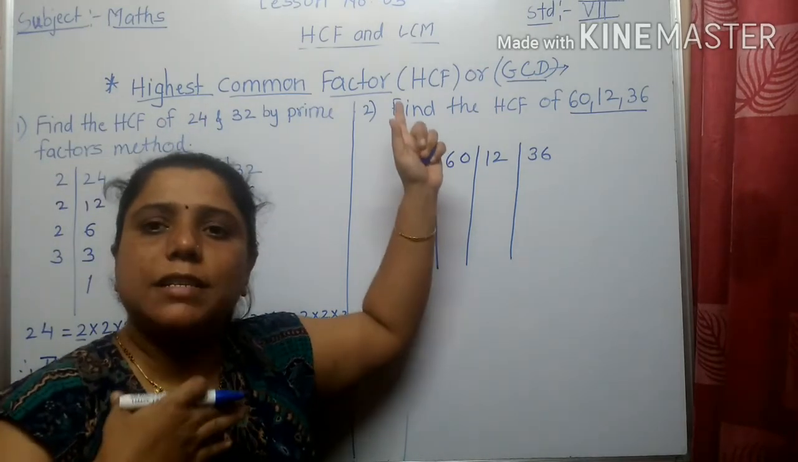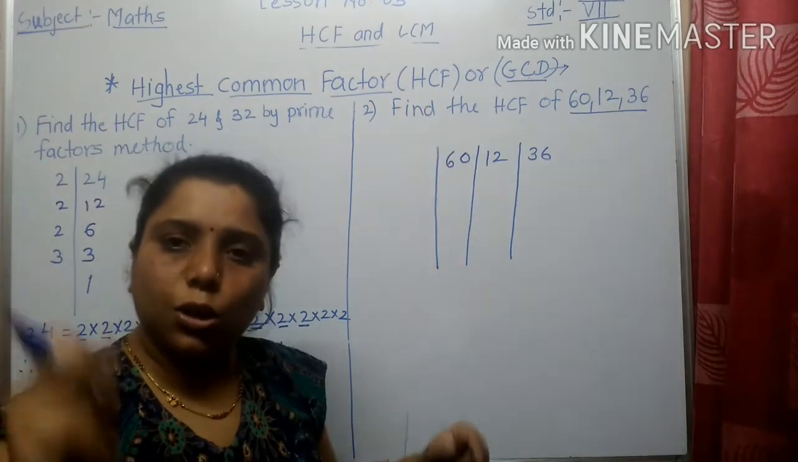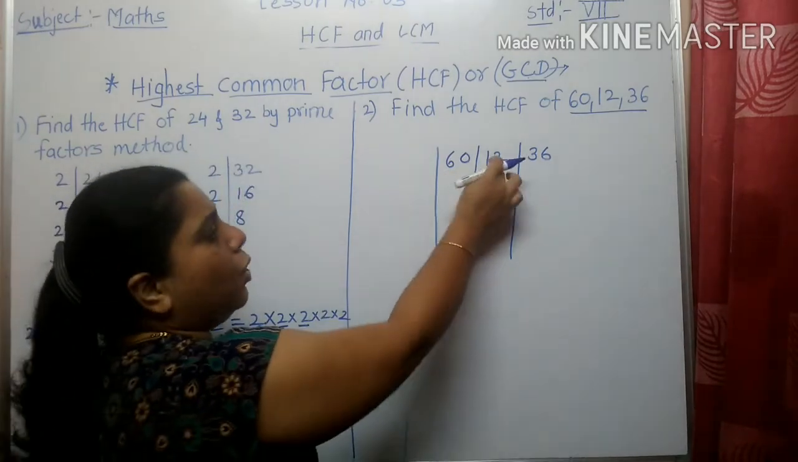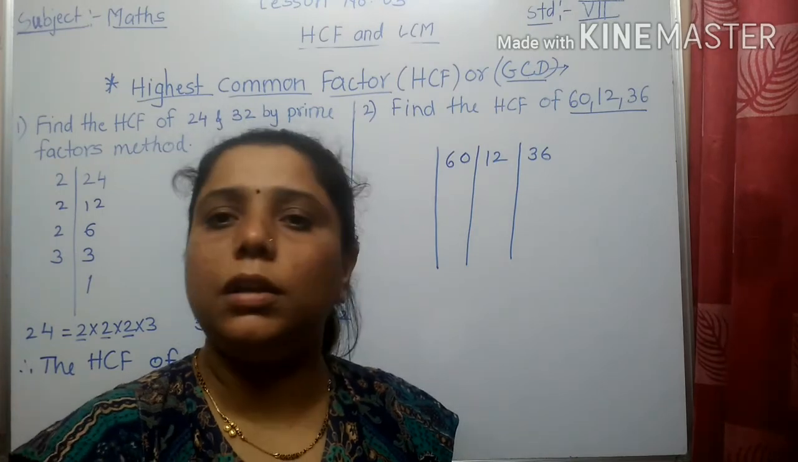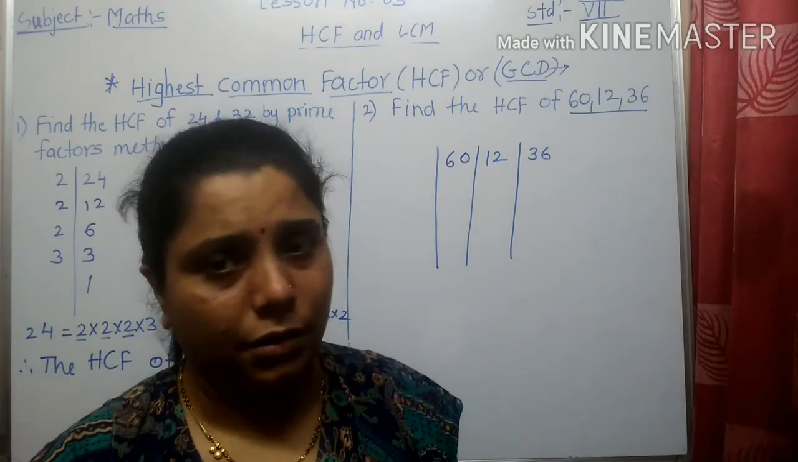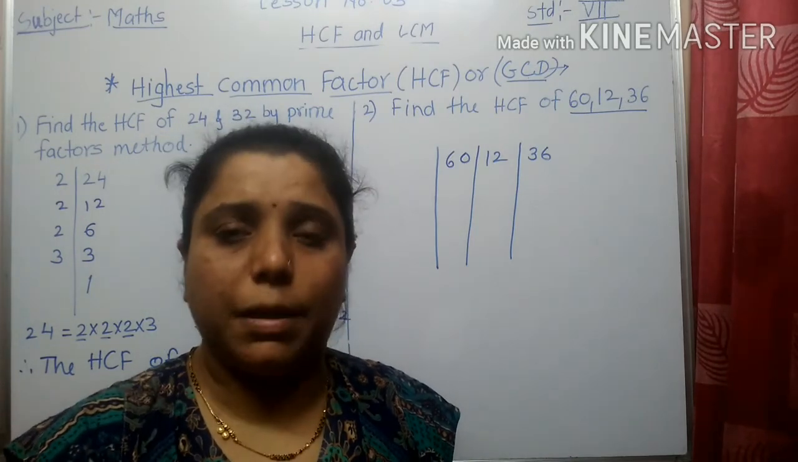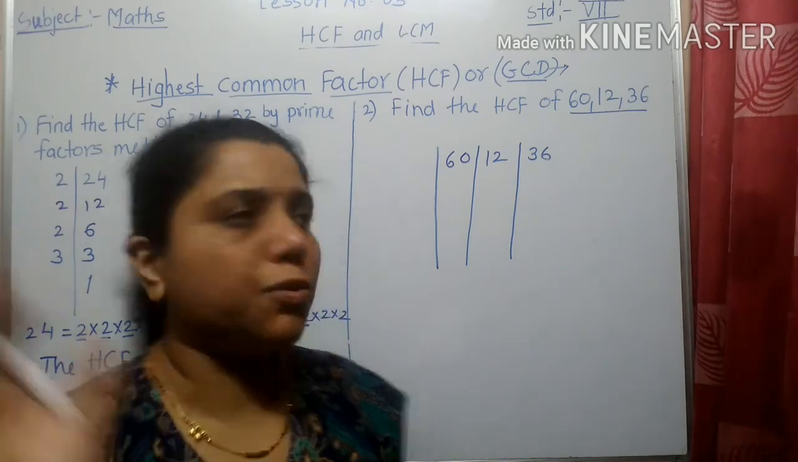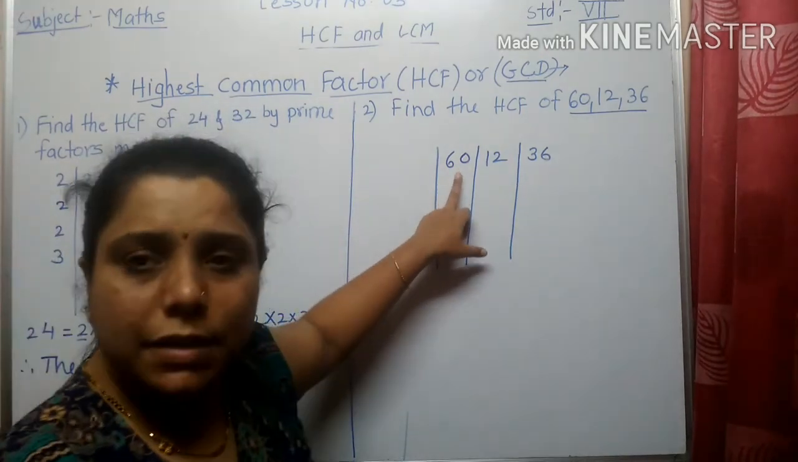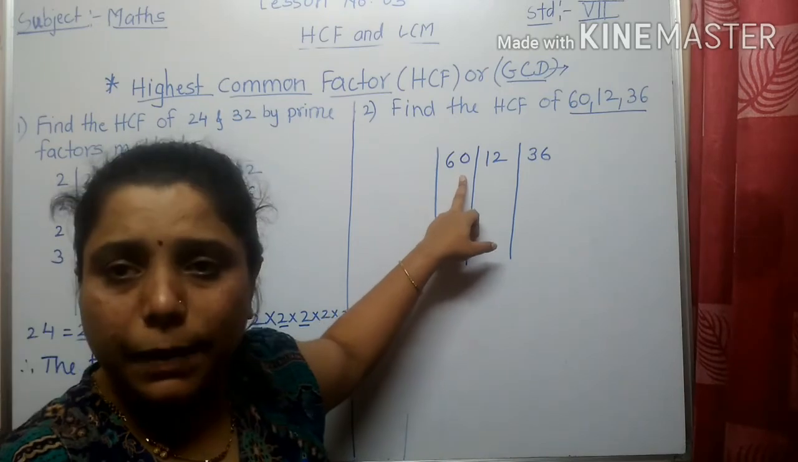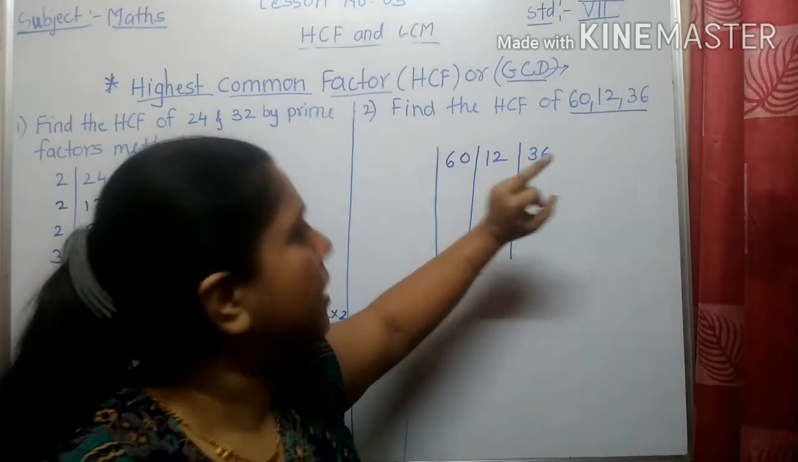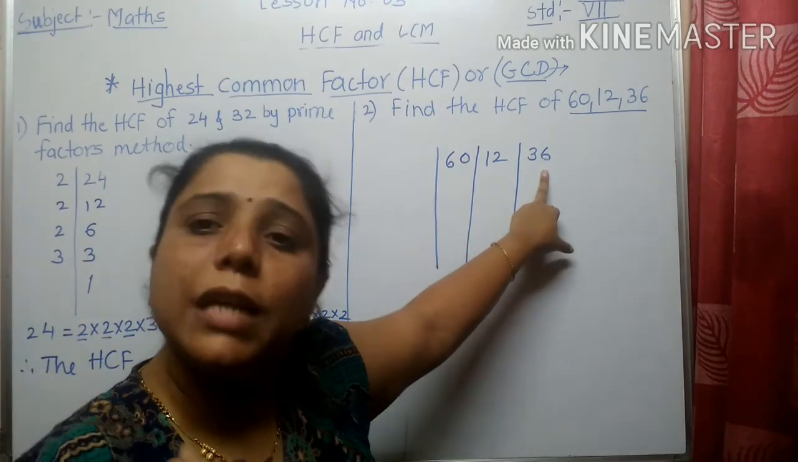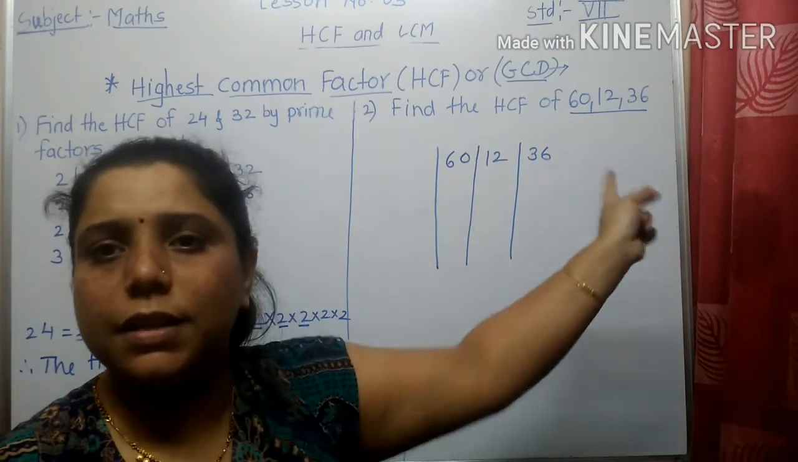Same method, you will start with 2. If, for example, 2 numbers are divisible by 2 and the third one is not divisible by 2, then don't take 2 as a prime factor. Then go to the next. In this way you have to proceed. Now see, 60 is divisible by 2? Yes. 12 is divisible by 2? Yes. 36 is divisible by 2? Yes. So you can take the first line.